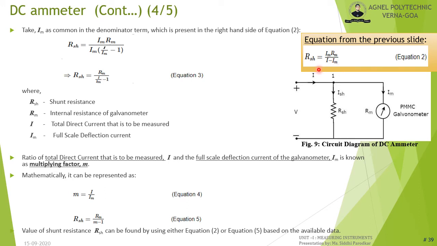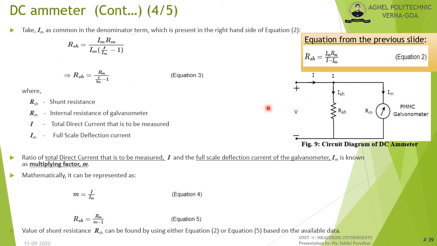If we take Im common in the denominator term, we get RSH is equal to Im into Rm divided by Im, which is taken as common, into I upon Im minus 1. Simplify this equation, that is, cancel the term Im in numerator and denominator. We will get RSH is equal to Rm upon I upon Im minus 1. In this equation, RSH is the shunt resistance, Rm is the internal resistance of the galvanometer, I is the current to be measured, and the Im is the full-scale deflection current.